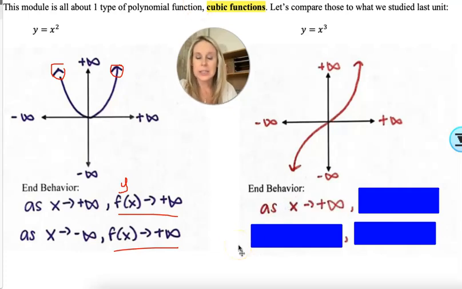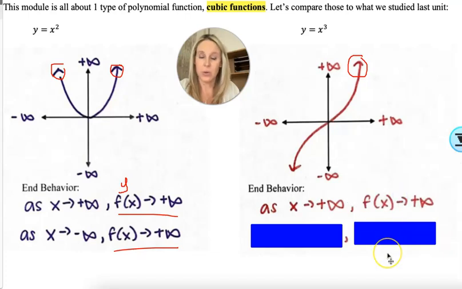So let's start off with as x goes to positive infinity, which is a fancy way of saying the right. So what is my right arrow doing? My right arrow is pointing up. Therefore, my y values, or my f of x values, are going to go to positive infinity.